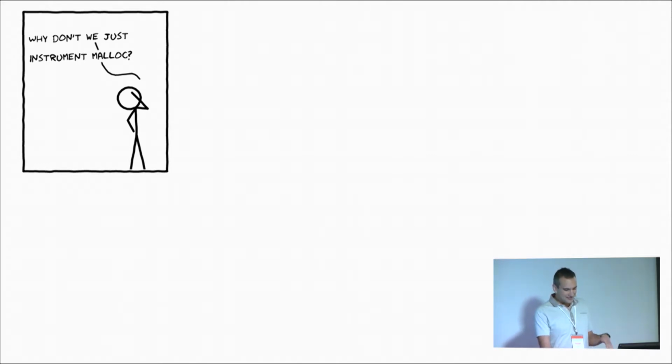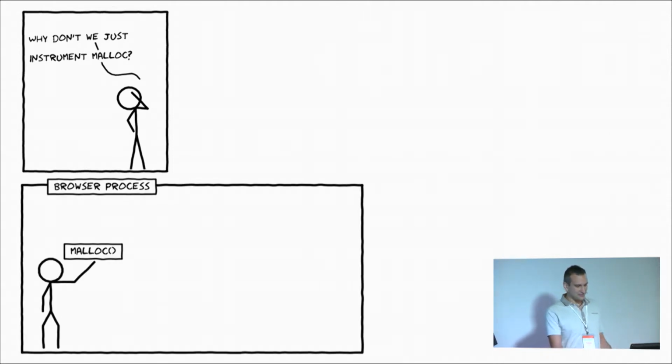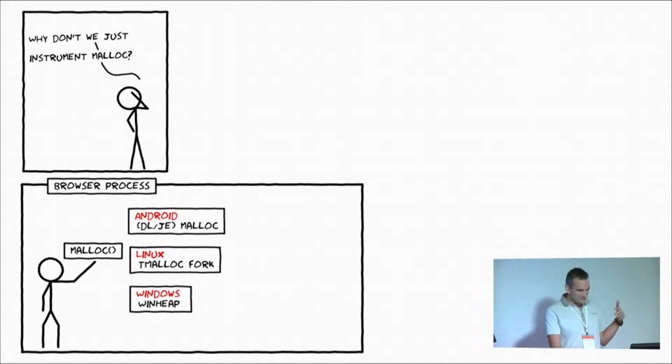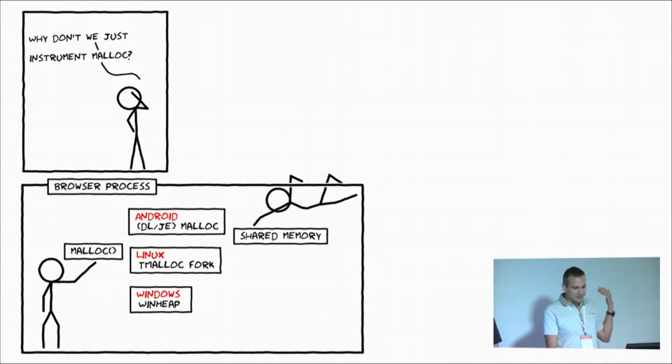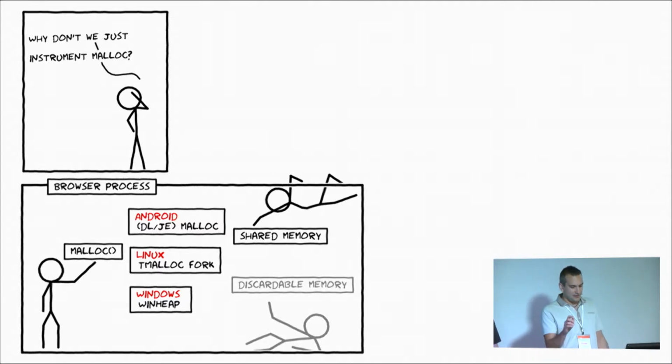The answer is, you can do that, but that is not really the full story. In the browser process, yes, we do use a lot of mallocs. The thing is that malloc itself has different implementations, so depending on whether we are on Android or Linux or Windows, we have different things backing malloc. But that is not the entire story. We have also shared memory, because we tend to have shared buffers between the browser process, renderer process and GPU. And we have discardable memory, which is a completely different world.